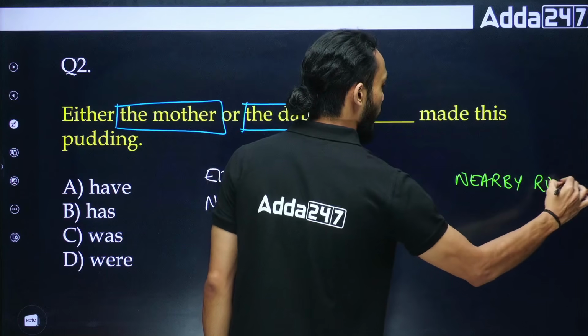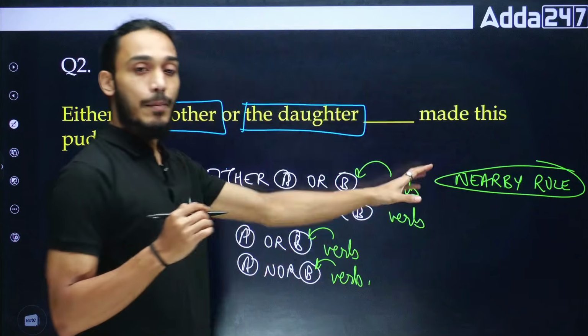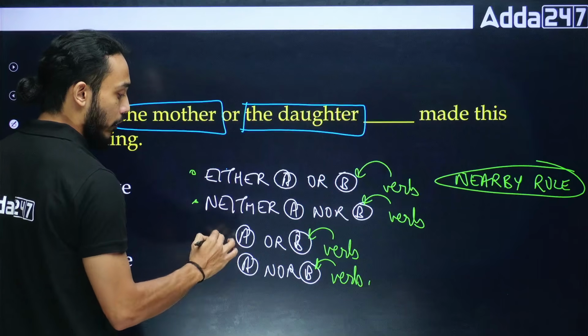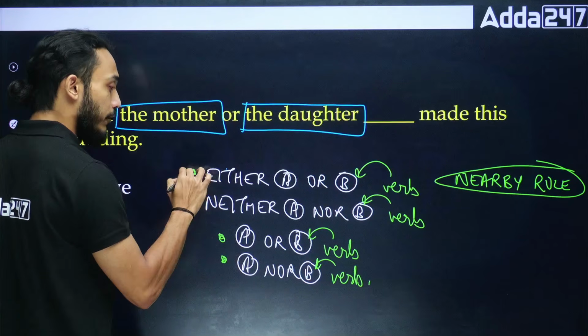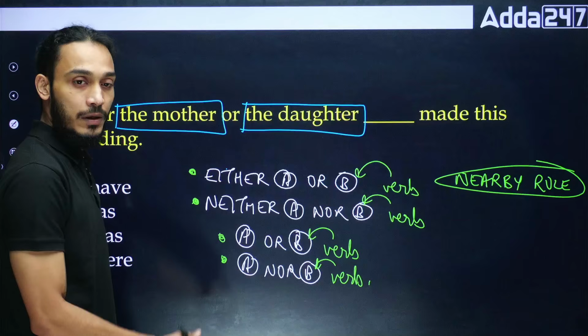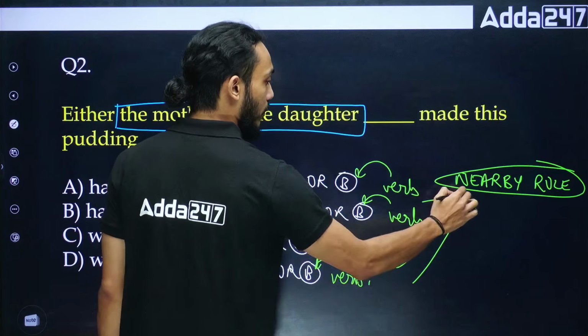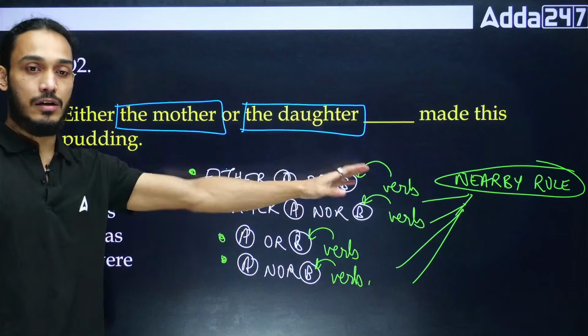You can just simply refer to it as the nearby rule. This applies only in these scenarios, when the sentence is of this form: A or B, A nor B, either A or B, neither A nor B. In these kinds of scenarios, we follow the nearby rule. Only in these scenarios do we apply this nearby rule.